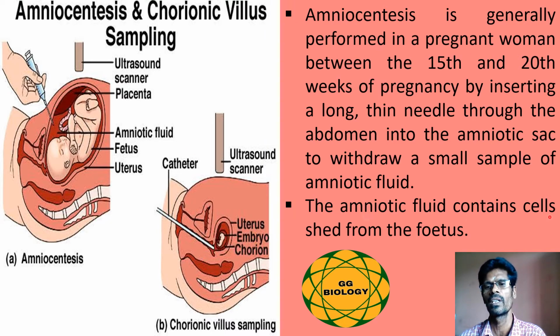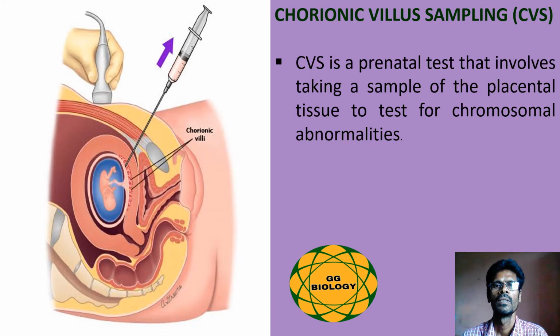The amniotic fluid contains cells shed from the fetus. So the cells of the fetus are also found in that fluid, and thereby the chromosomal abnormalities can be easily detected. The third technique is chorionic villus sampling.